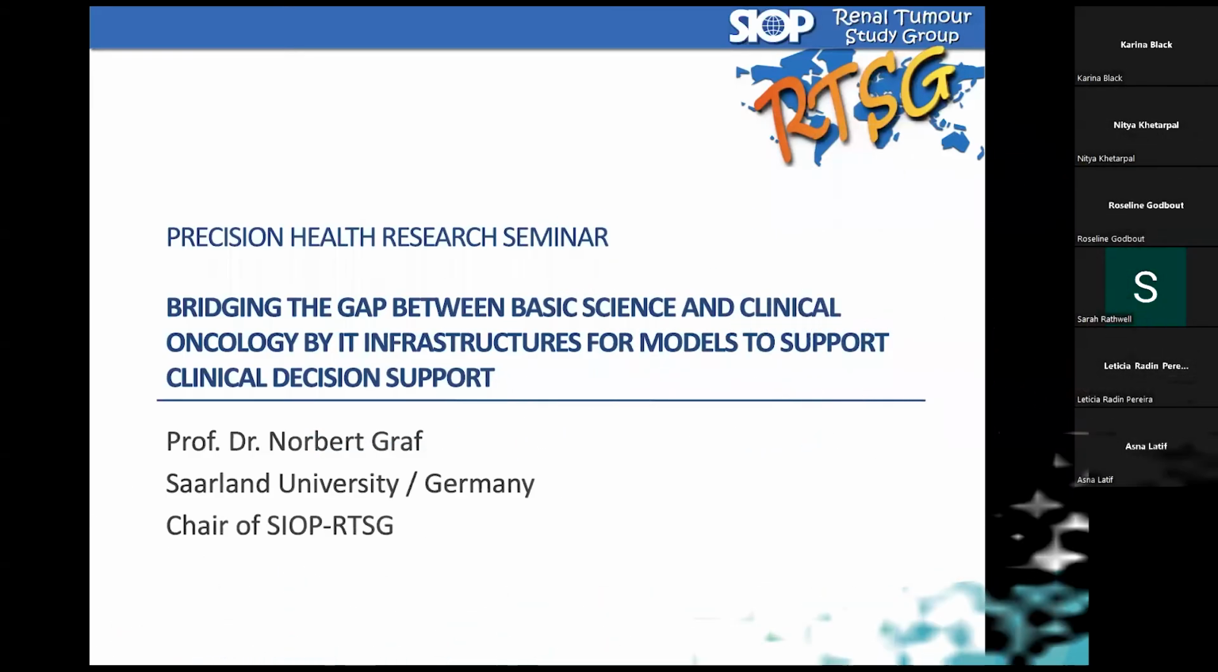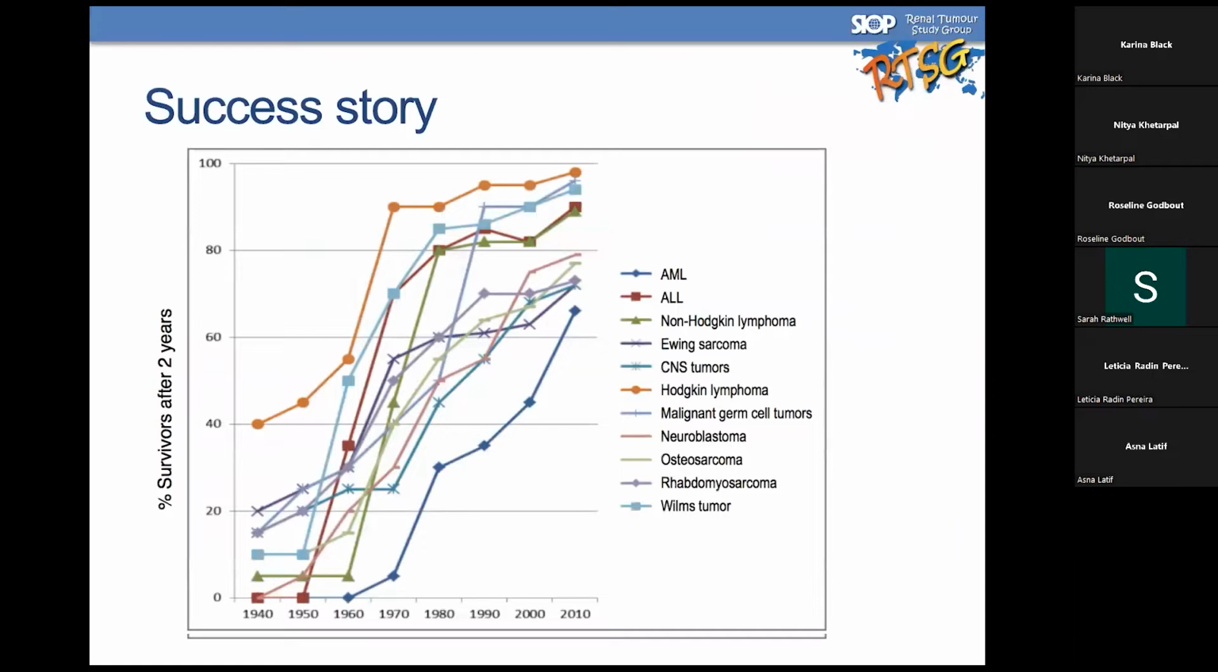The thesis, the hypothesis I will tell to you. The first question I want to address is: why do we need AI in pediatric oncology?